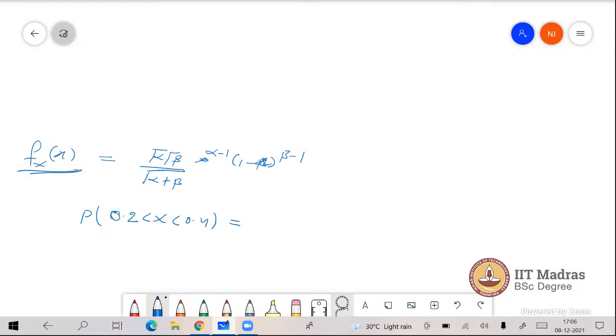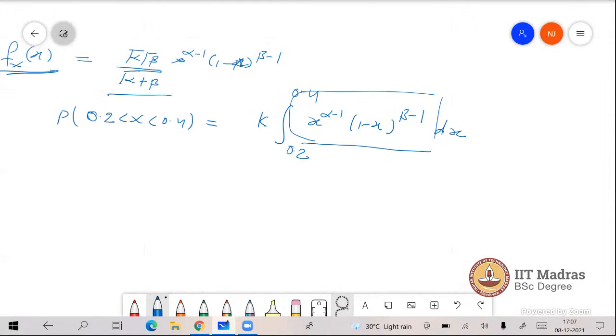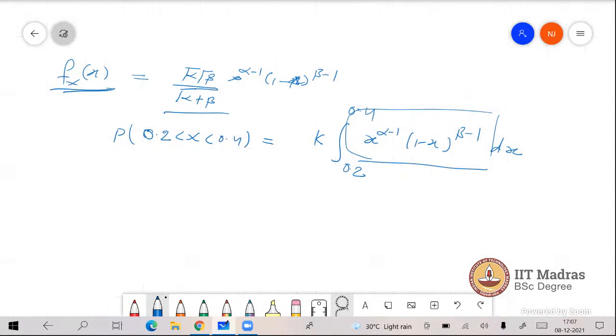So this is your PDF. So what will this be? This is going to be this constant, let's say k, x raised to power alpha minus 1, 1 minus x raised to power beta minus 1 dx from 0.2 to 0.4. Okay. So this integration doesn't have any closed form. Yes, sir. Okay, but for the beta distribution, the values you can calculate using packages like scipy.stats.